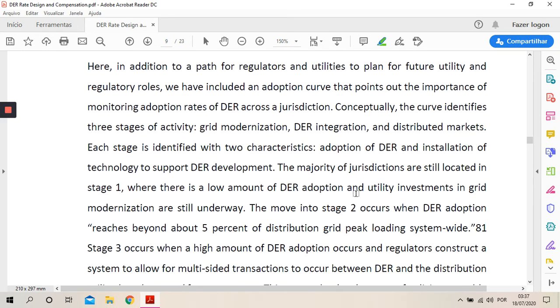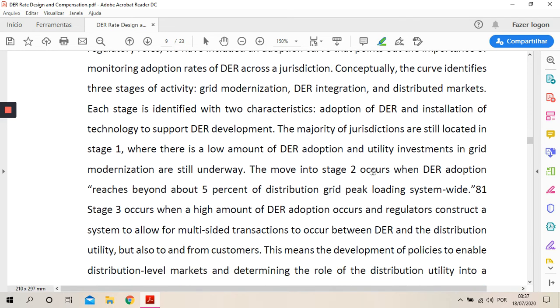Here, in addition to a path for regulators and utilities to plan for future utility and regulatory roles, we have included an adoption curve that points out the importance of three stages of activity: grid modernization, integration, and distributed markets. Each stage is identified with two characteristics: adoption of the DER and installation of technology to support the DER development. The majority of jurisdictions are still located in stage one, where there is a low amount of adoption and utility investments in grid modernization are still underway.